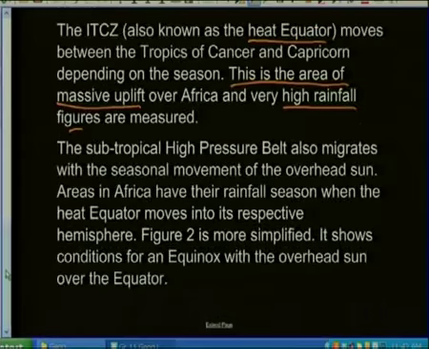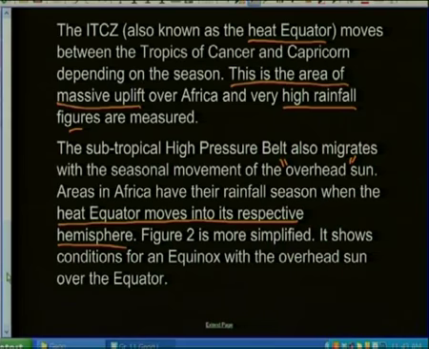The subtropical high pressure belt also migrates seasonally with this movement of the overhead sun. Remember, we spoke about that very briefly in the last lesson. Areas in Africa have their rainfall season when the heat equator moves into its respective hemisphere. So when the ITCZ is sitting south of the real equator, then we know it's summer for the southern hemisphere. And remember, when the intertropical convergence zone sits to the north of the real equator, then we know it is our winter and the northern hemisphere's summer.